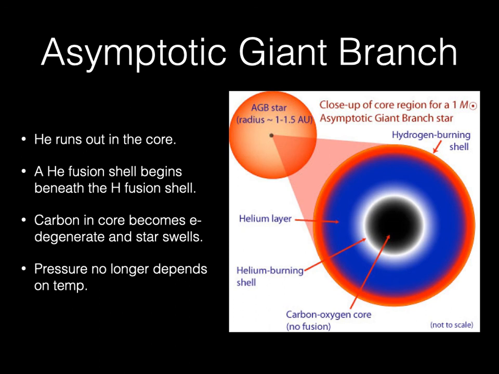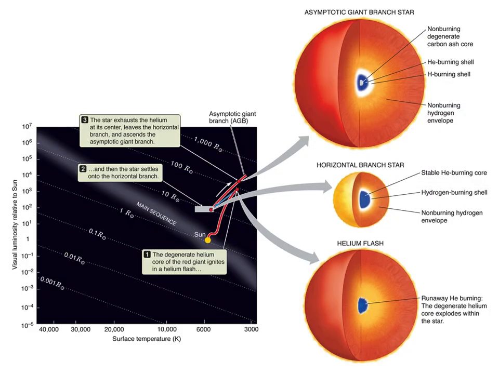So while this is going on, the helium is going to run out in the core, right? And a helium shell is going to begin to fuse right beneath the hydrogen fusion shell. And the carbon core is likely to become electron degenerate as the star swells up. So once again, pressure is no longer going to depend on temperature, and the star is going to kind of go through this funny zigzaggy pattern on the HR diagram. So it started on the main sequence, ran out of hydrogen in its core, started building up helium in its core, swells up, and it moves up towards the red giant stage.